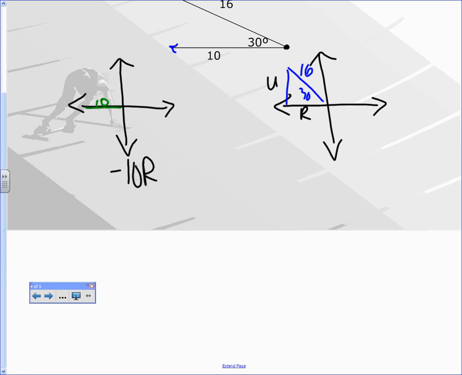So, for the 10 one, U is 0 or U is not? Is that what you're saying? For what? U is 0. U doesn't go up or down any, so U just doesn't exist. Is that what you were asking?